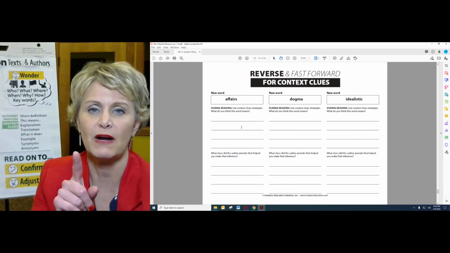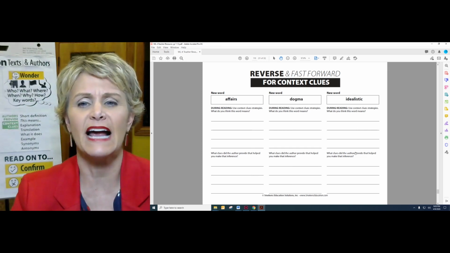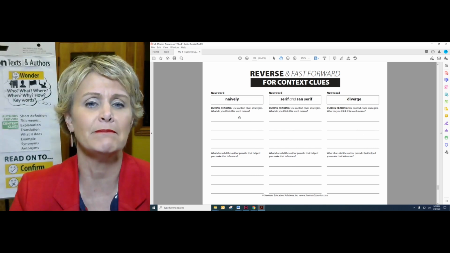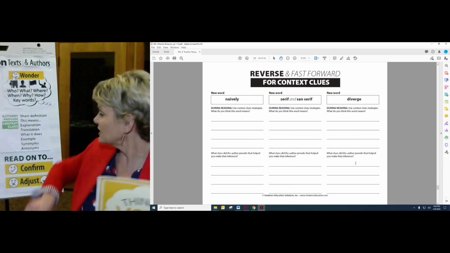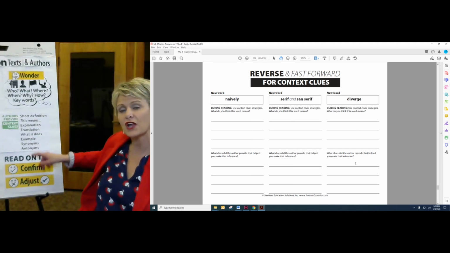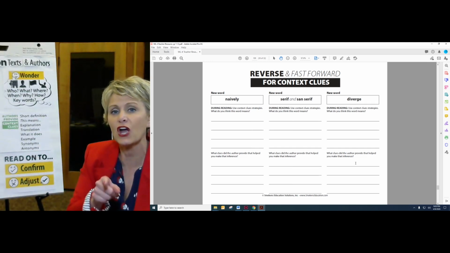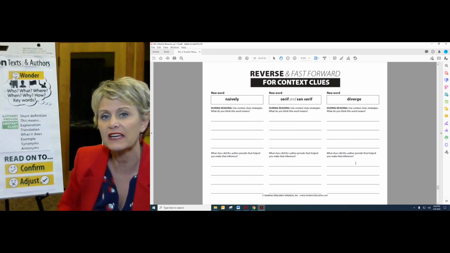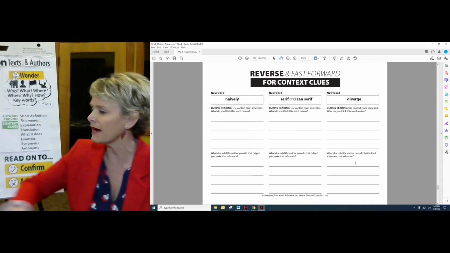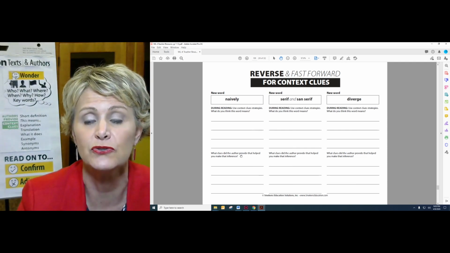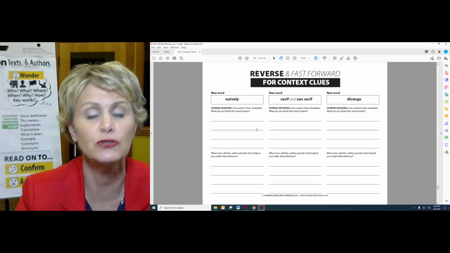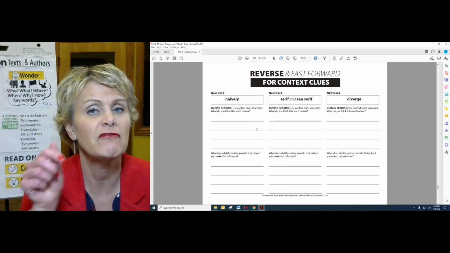But here's what I really want to know. I know you probably know what idealistic might mean. You might know what diverge means. But what I want to know is, can you recognize the clues? Every word I chose because the author gave you clues. Somewhere nearby, there are clues. And the second part of each of these words is, tell me what clues the author gave you to help you or someone who didn't know that word figure out what it means.